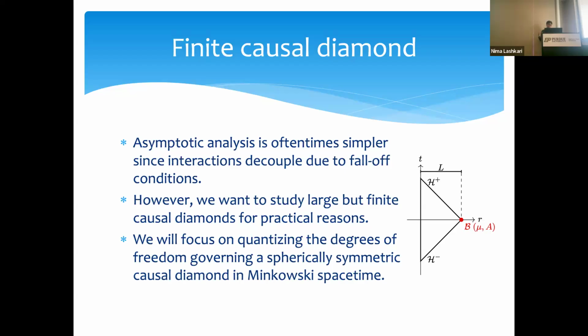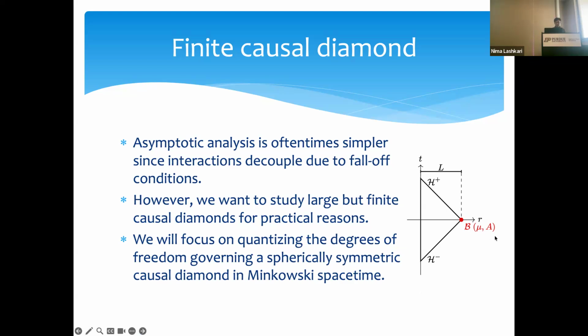So this is just an S wave mode in these causal diamonds. Here I just drew a spacetime diagram of the causal diamond. It's just a spherical region of radius L, and H plus and H minus correspond to the past and future horizons. This is just delineating the domain of dependence of the sphere of radius L.